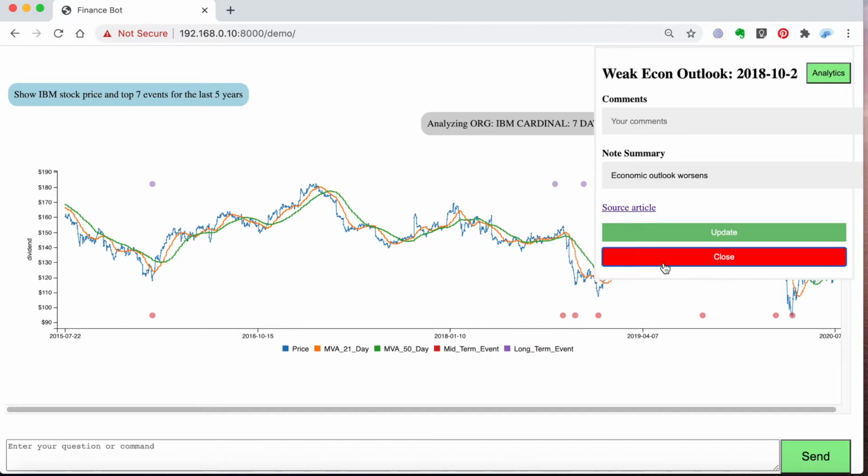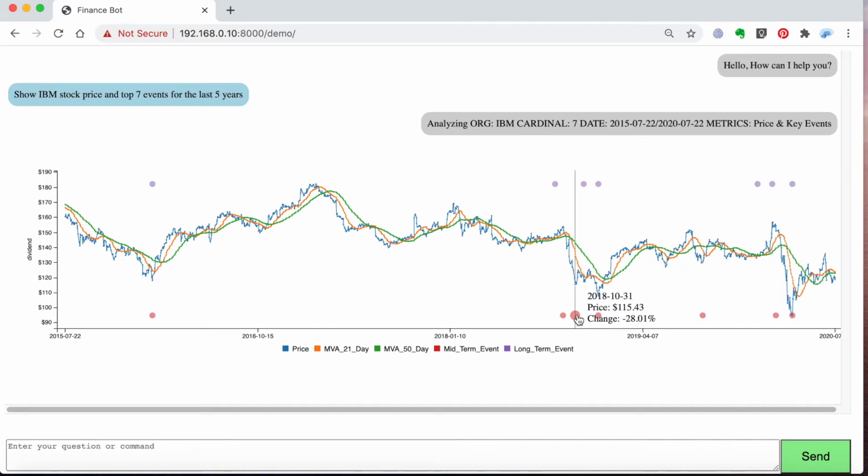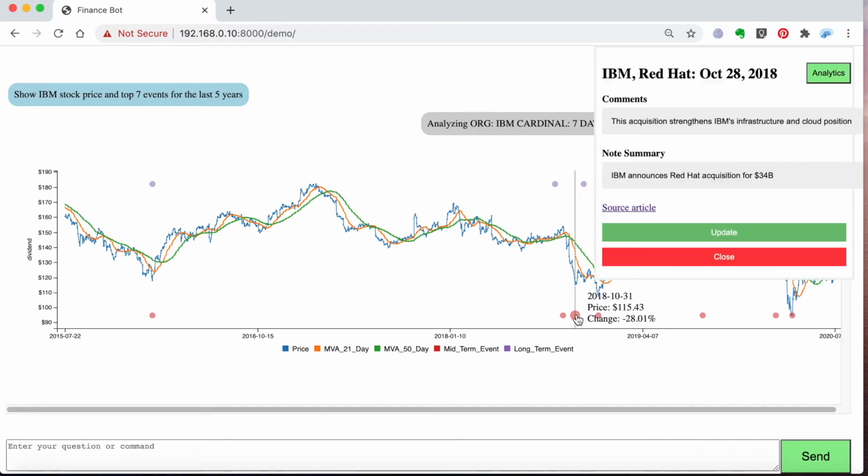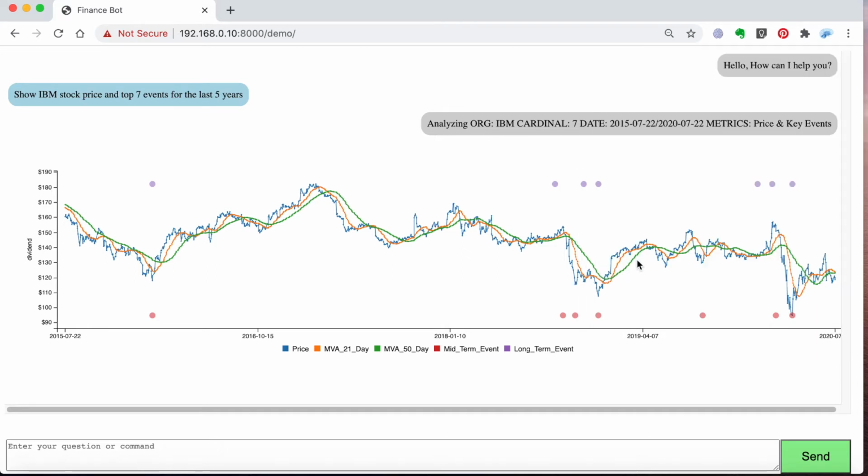Then there's another event that happens, and so I click on that event, which states that IBM announced the acquisition of Red Hat for the sum of $34 billion. There was a comment that the acquisition strengthens IBM infrastructure and cloud positioning. And this event essentially changes the trend. The stock price starts going up, but it doesn't go up until it gets past the 21-day moving average or the 50-day moving average.